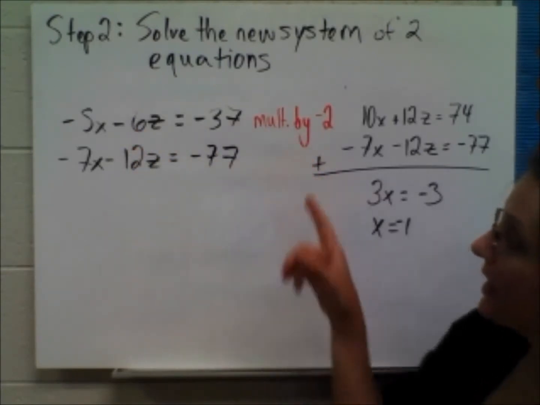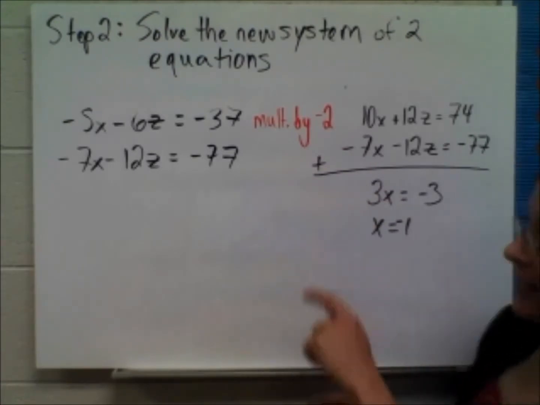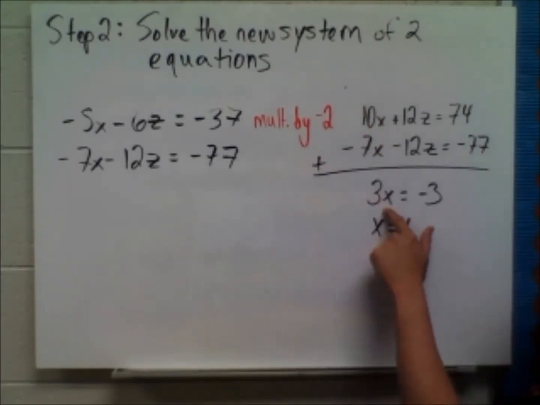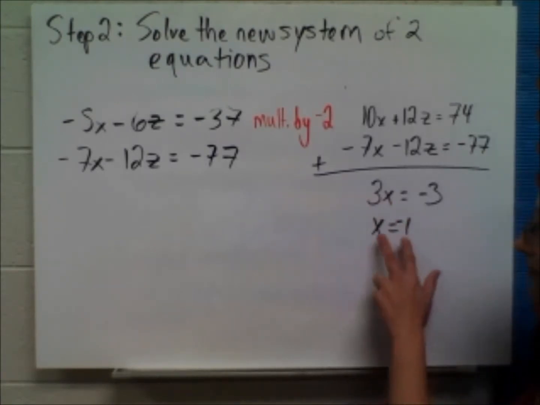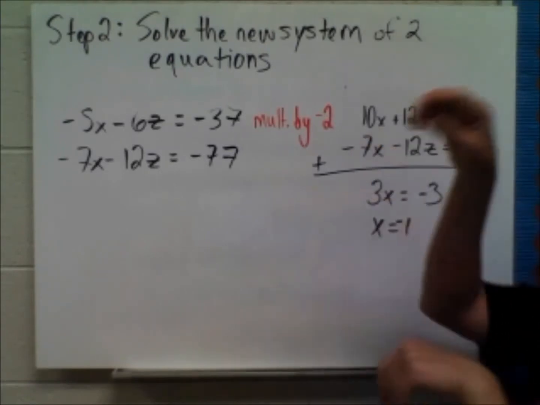So I'm going to multiply by negative 2. That changes all of my signs. But now when I add it up together, the z's go away and I just have an x. Now I can solve for x. X equals negative 1. I'm partly done.